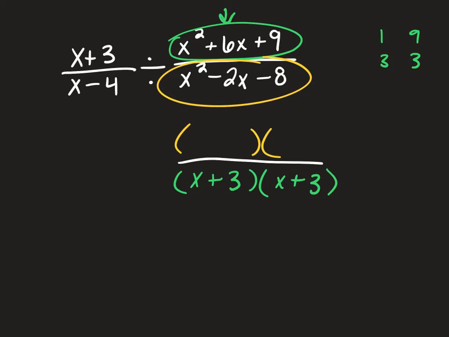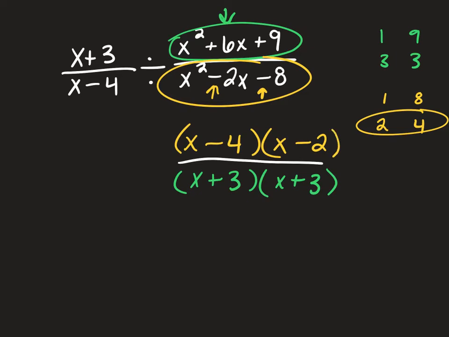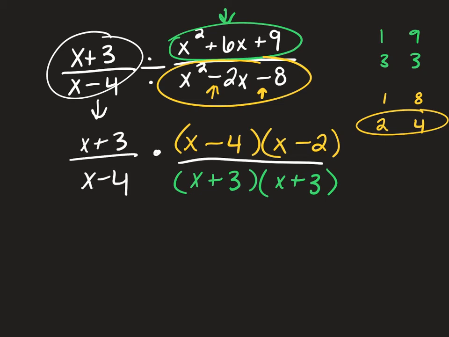Then for the one I circled in yellow, we're looking for factors of 8. We need 2 different signs because of this right here, and we need it to equal a negative 2 when we add. So we'll use 2 and 4, but which one would be negative? Negative 4, good job. Then I'm just going to bring down this part. So that's x plus 3 over x minus 4, and that changes to multiply.